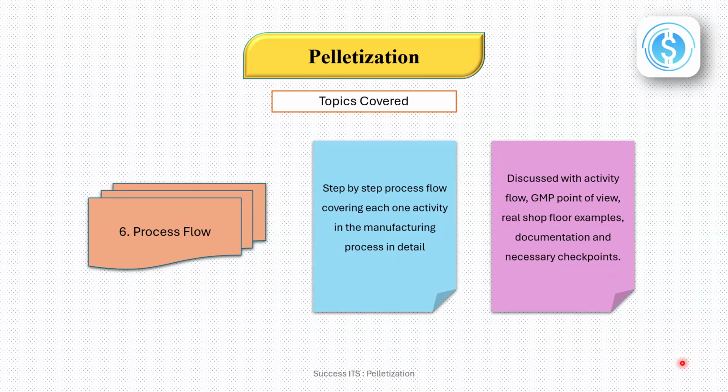To make the learning more practical, we will also include real shop floor examples that explain common situations, operational practices, and the checkpoints that operators and supervisors should monitor during the production. In addition, we will cover the critical in-process checks and documentation requirements that help to ensure the process remains under control and the finished pellets consistently meet the required quality standards.